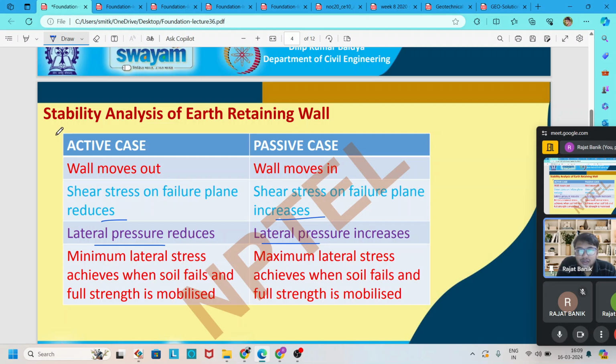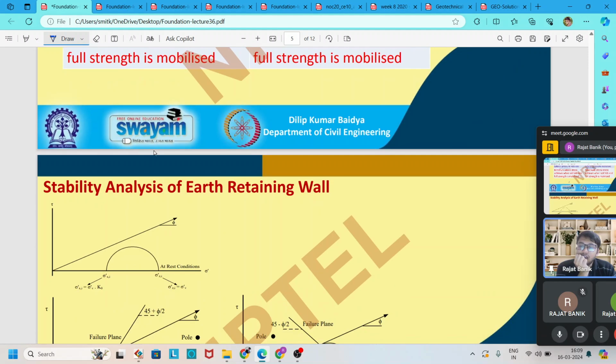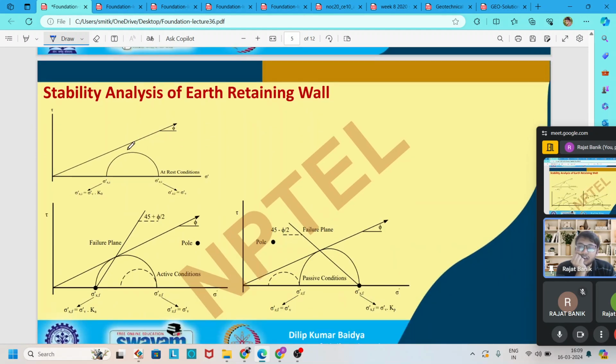So these are the differences between the active earth pressure and passive earth pressure. We also come across these differences. Then again, we also study the different types of failure of this retaining wall, that means in different earth pressure. Earth pressure at rest is stress; there is no failure of this backfill material. But in the active case and in the passive case, the earth pressure fails.